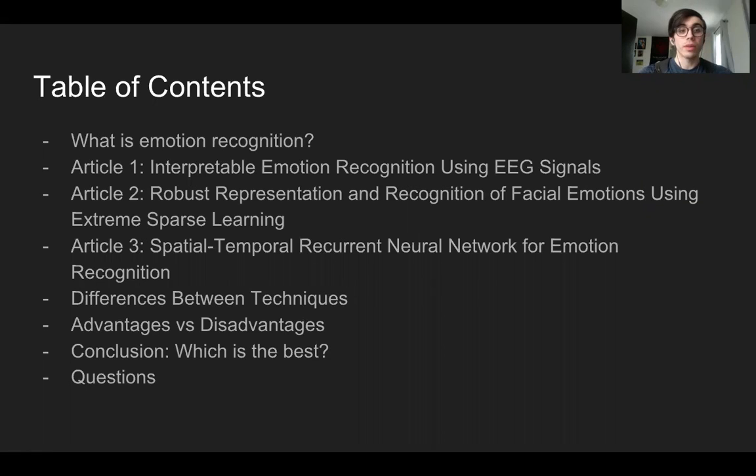So to start off, here's a brief little table of contents. We're going to talk about what is emotion recognition, so we know where we are and where we're going. Then we're going to outline the 3 articles that I investigated, these being interpretable emotion recognition using EEG signals, robust representation and recognition of facial emotions using extreme sparse learning, and the spatial temporal recurrent neural network for emotion recognition. Then we're going to talk about the differences between these techniques, as well as compare advantages versus disadvantages, and then conclude by talking about which one of these 3 investigated methods is best using HCI principles.